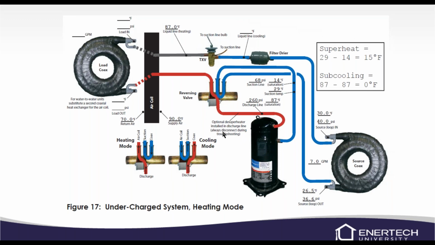Here's an example of that. Again, we'll check our discharge pressure, which is 260 psi, and it converts to 87. Then we're in heating mode, so again, warm side of the TXV. We want to go to the warm side and check that temperature. Here it's 87 degrees, so we have 0 subcooling. Then we'll check our superheat. To be honest, it doesn't really matter to me if we check superheat or subcooling first. We're going to check both of them anyway. So whichever you feel like checking first is fine with me.